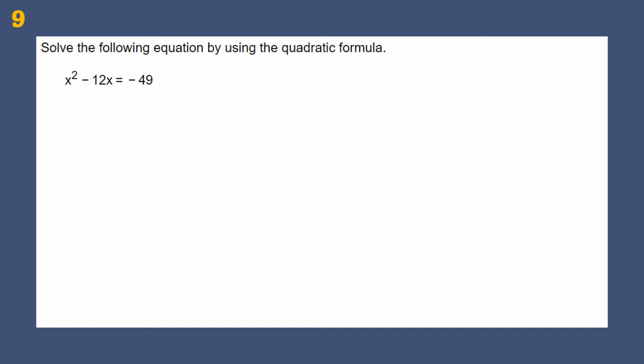78. Solve the following equation using the quadratic formula. The quadratic formula is negative b plus or minus the square root of b squared minus 4ac all over 2a. Now, that's something I've memorized. If you don't, that's okay. But how we do that is the first thing we have to do is get it equal to 0.